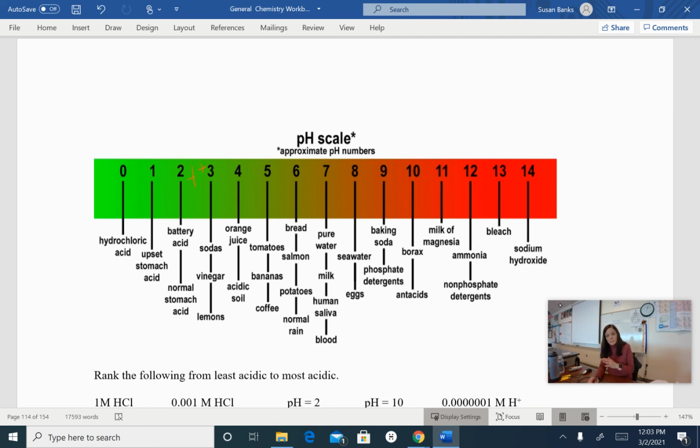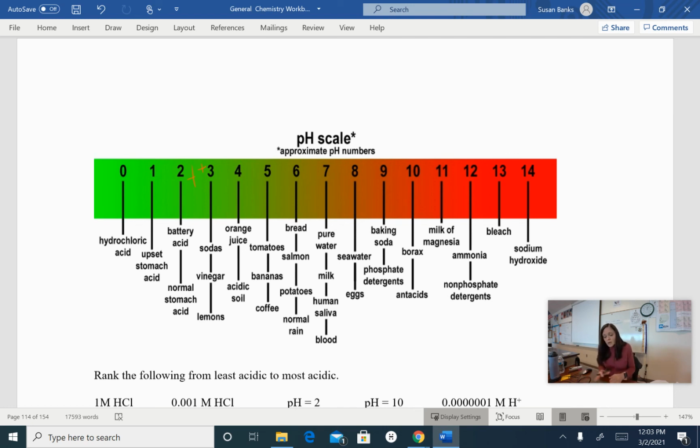Then we get to really strong bases that are very basic: ammonia, non-phosphated detergents like our dishwasher detergent, laundry detergent, and even dish detergent. Those are pretty strong bases, and that's why they're pretty hard on our skin. Bleach is a very, very strong base. And then sodium hydroxide, which is what we use as drain cleaner. Anytime you use Drano or Liquid Plumber, that's mostly sodium hydroxide. It's probably one of the most dangerous things you have in your house, honestly.